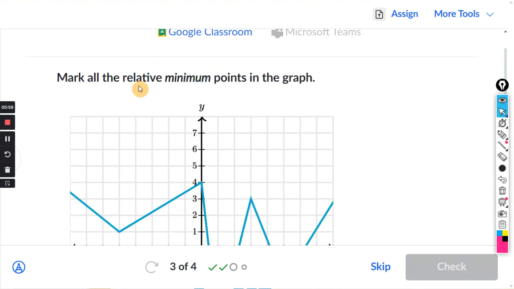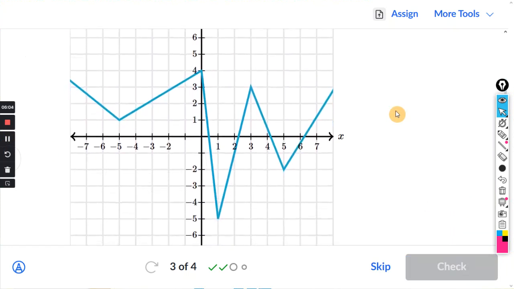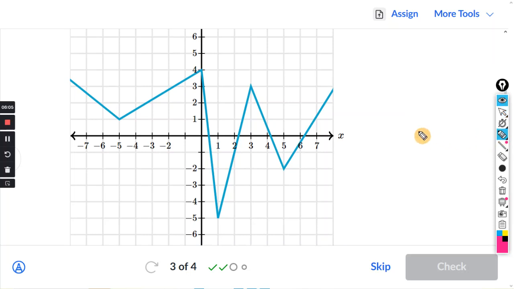Next, mark all the relative minimum points on the graph. For minimum, we said that goes from negative slope to positive slope. Negative slope to positive slope, traveling from the left to the right. Right here, start on the left. This is a negative slope. This is a positive slope. Right there is a minimum.